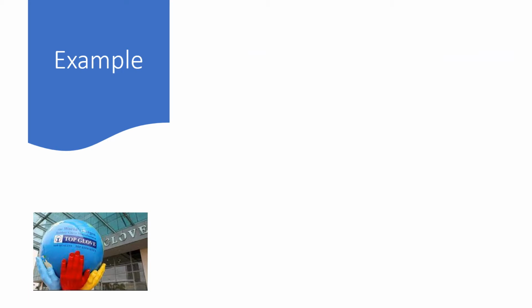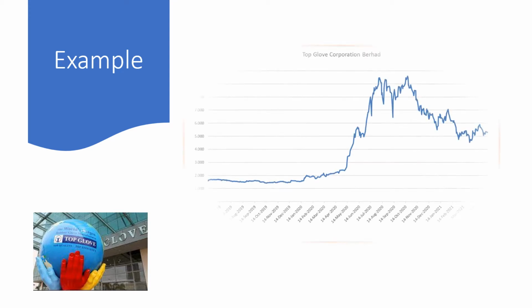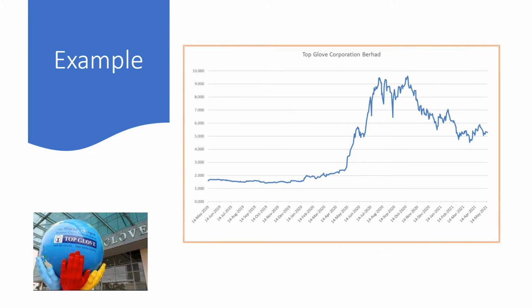To enhance your learning experience with real-world example, I have selected Top Glove Corporation Berhad as a learning example for this video. This figure shows the latest share price movement of Top Glove from January 2019 to May 2021. This video is produced in May 2021. The sample consists of daily closing prices, covering a sample period of 2 years and 5 months.